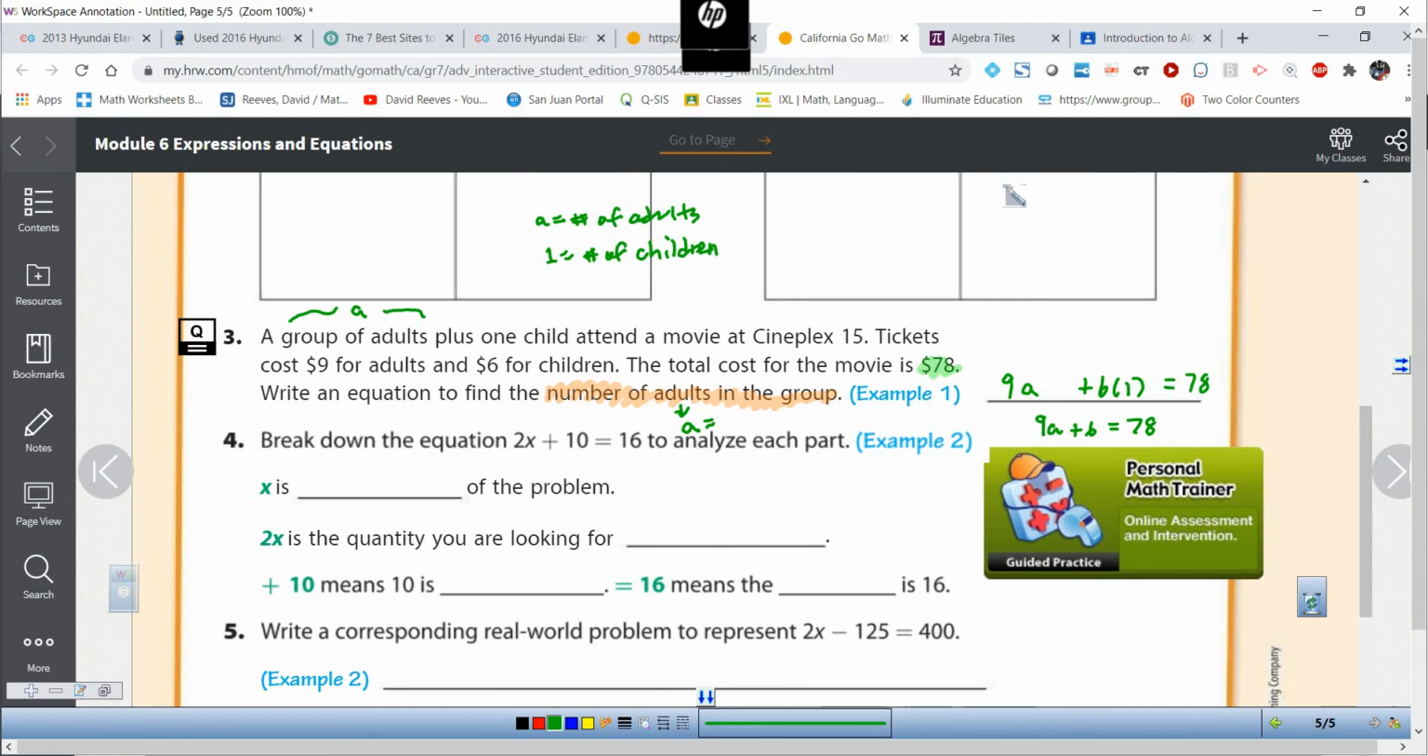9A plus 6 equals 78. In fact, let me go ahead and rewrite it up here so I can solve it. What would I do to solve it? Well, they added 6, so I'm going to subtract 6.